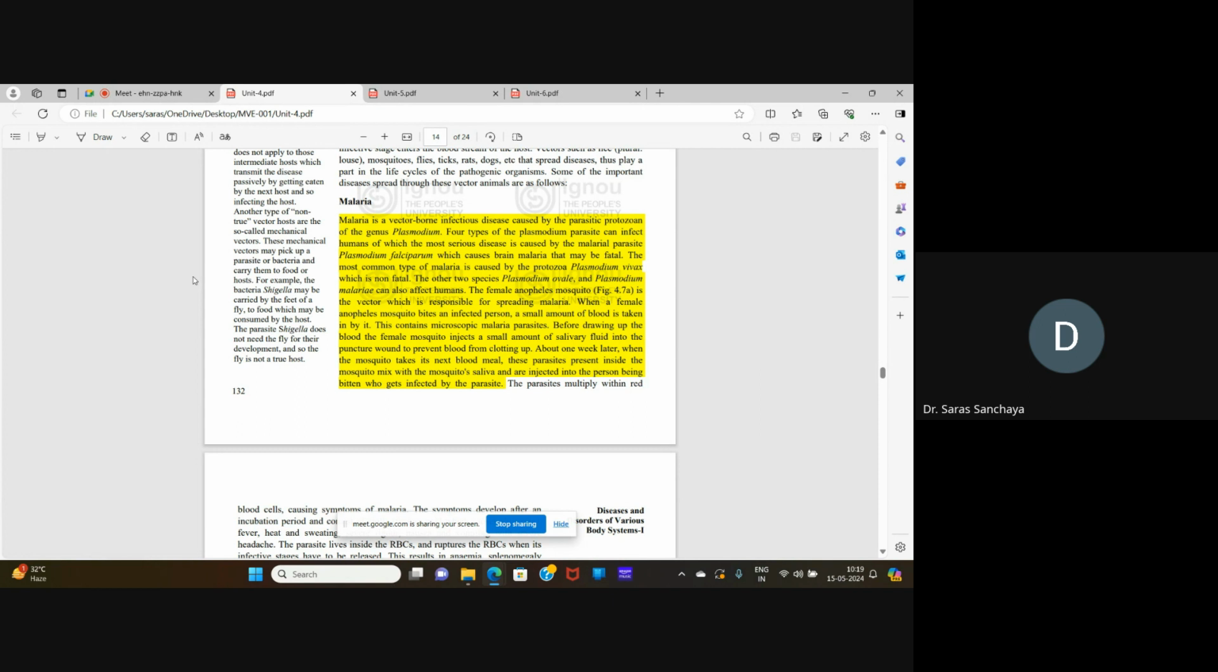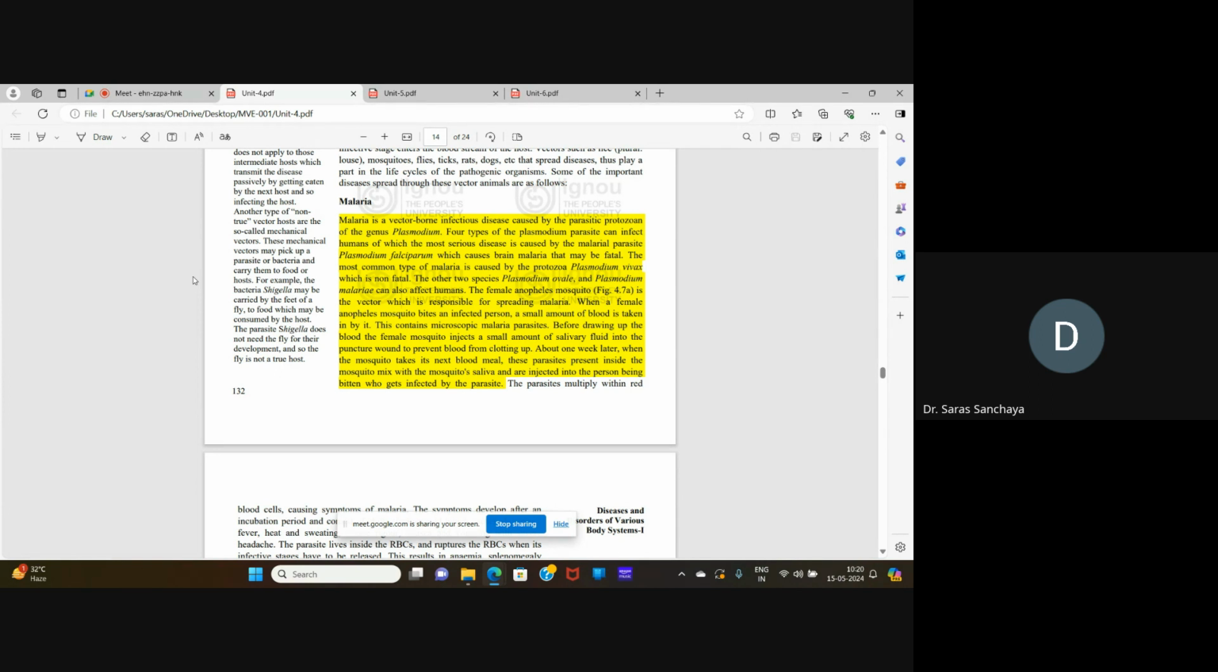The female Anopheles mosquito is the vector which is responsible for spreading malaria. So it should be noted that the female Anopheles mosquito is not causing malaria. It is just spreading malaria. The cause of malaria is Plasmodium. When a female Anopheles mosquito bites an infected person, a small amount of blood is taken in by it.